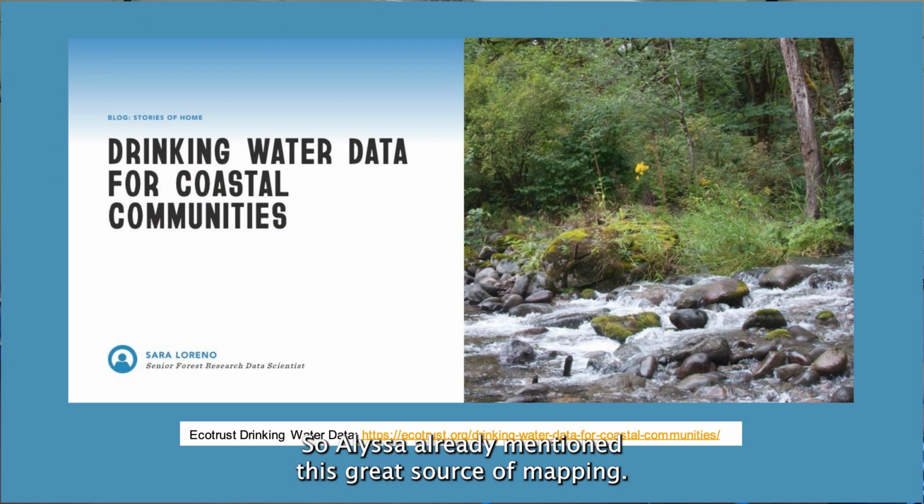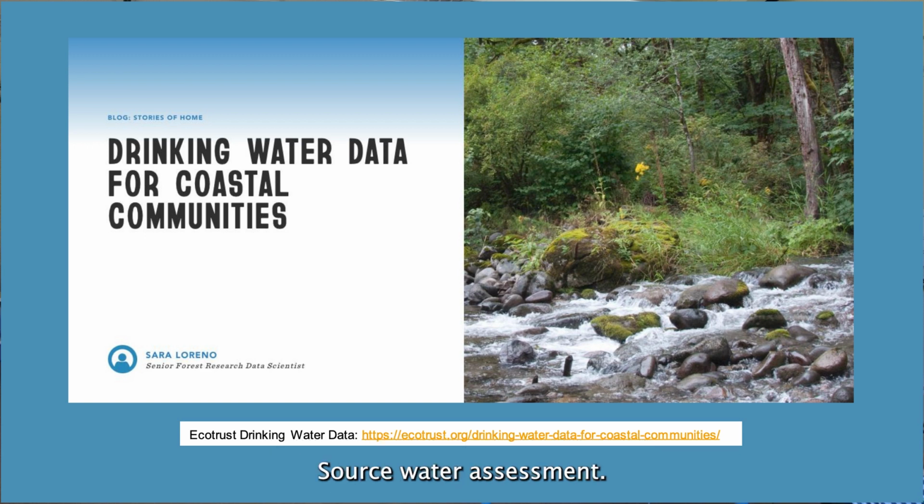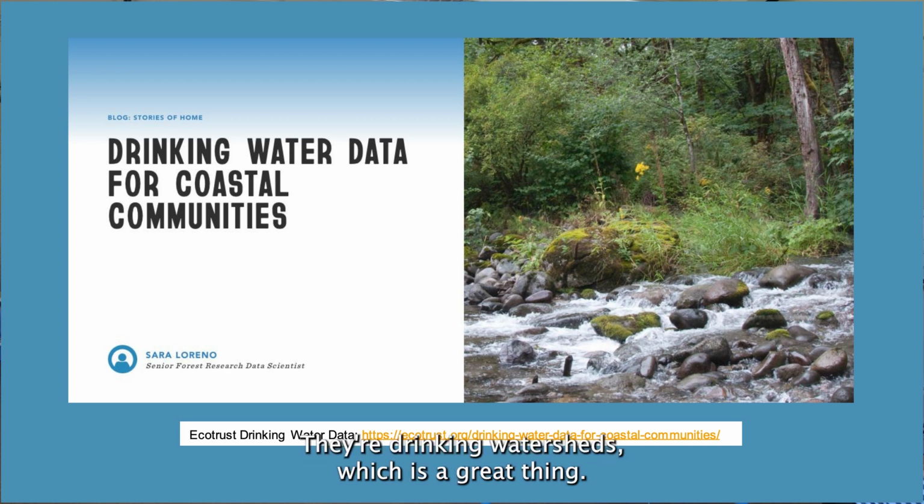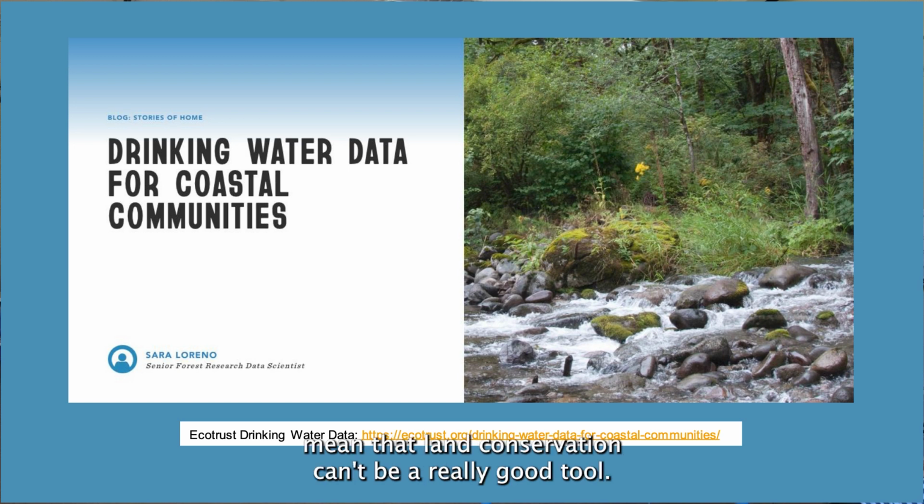So Alyssa already mentioned this, great source of mapping, and one thing it allows you to do is it took the DEQ source water assessment data and put it in kind of user-friendly maps. And one piece where we're thinking about land conservation is a lot of coastal watersheds are pretty small. They're drinking watersheds, which is a great thing when you're thinking about land conservation and protection, because it's kind of a manageable bite to think about. Some of them are really big, but that doesn't mean that land conservation can't be a really good tool.